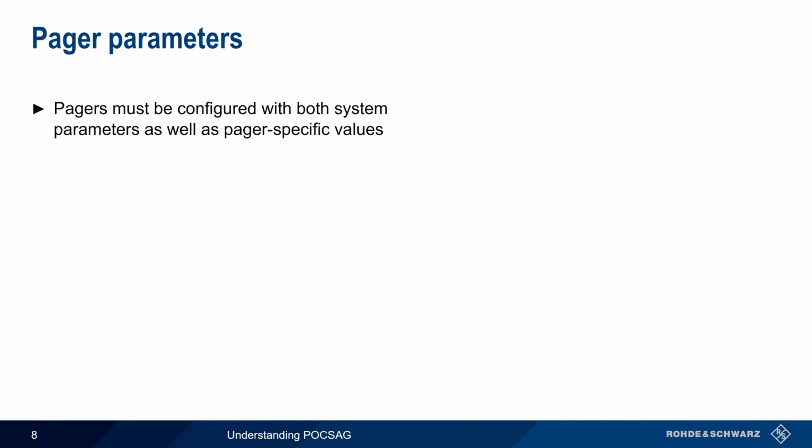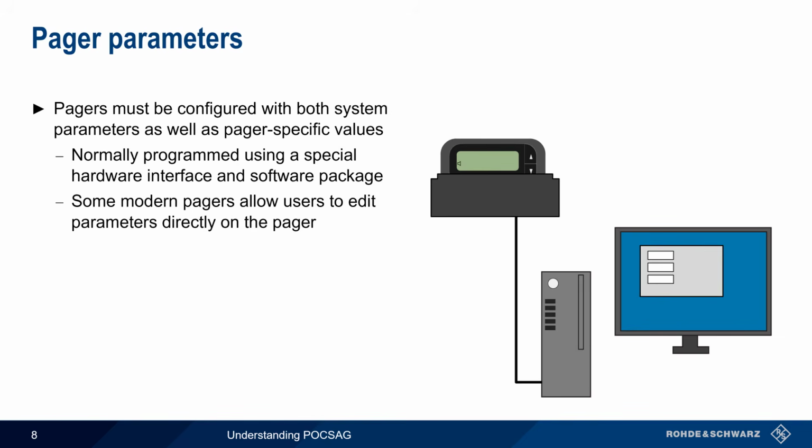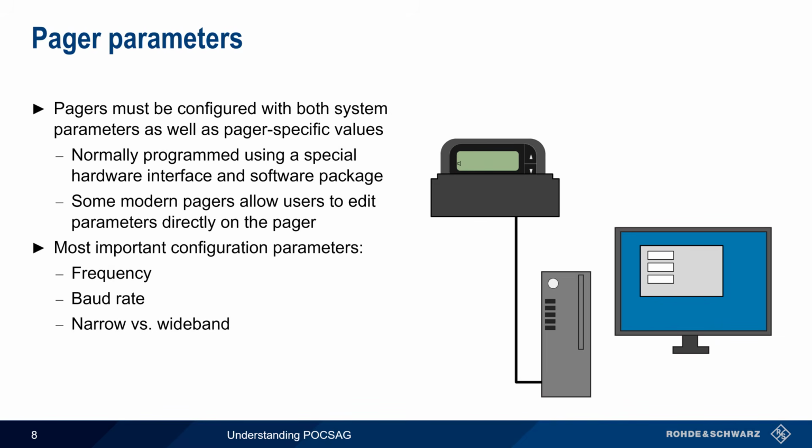Pagers must therefore be configured with both the parameters of the paging system as well as values which identify a specific pager. This is normally done via a special hardware interface and software package, although some more modern pagers allow users to directly configure these parameters on the pager itself. The four most important configuration parameters are the nominal frequency, the baud rate, the bandwidth, that is, narrowband versus wideband, and the Capcode. We've already discussed the first three of these parameters, so now let's explain what we mean by a Capcode.